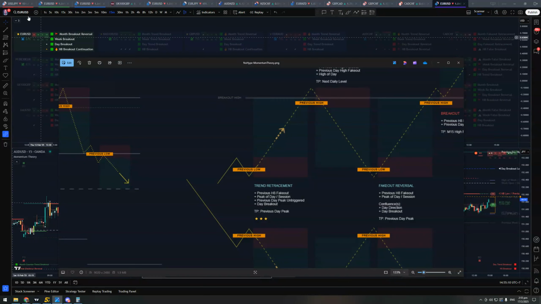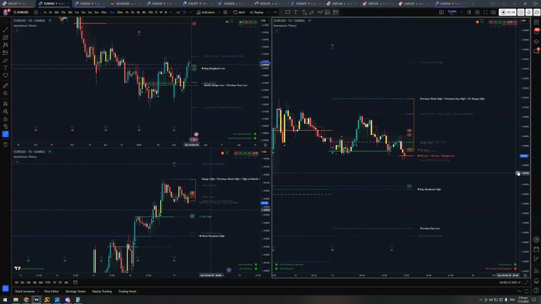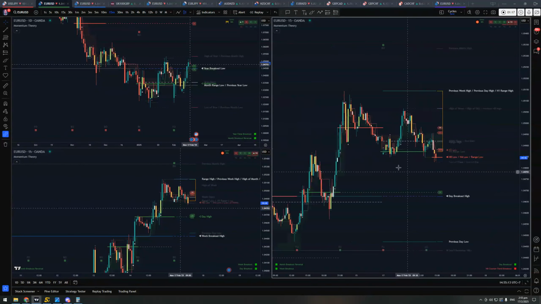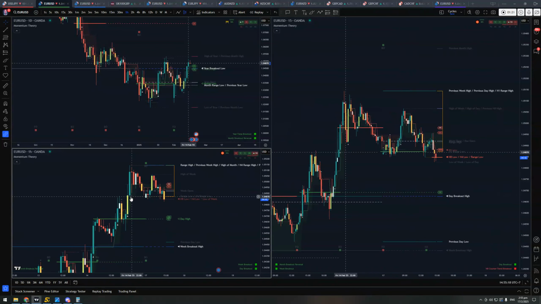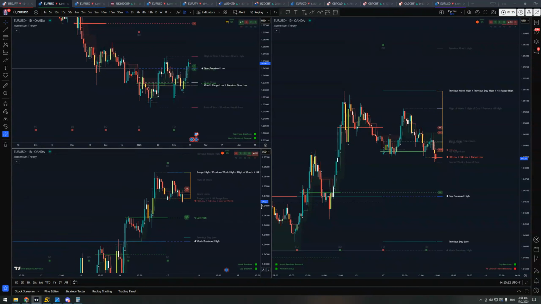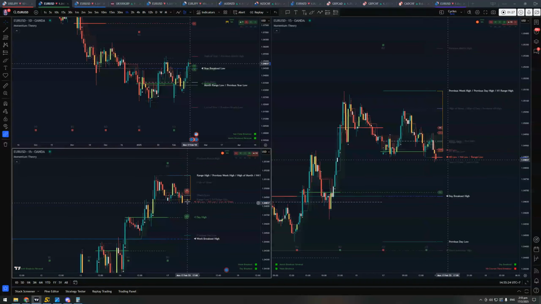So daily has not been triggered here, and we are at the low of the day right now. So let's see what happens. I do want to see this start to roll over. We are in a range here, and we're at the low of the range. So we do have lots of confluence to take this trade.